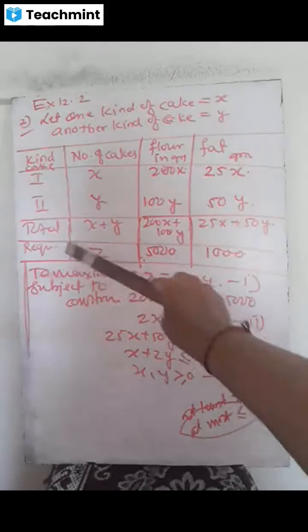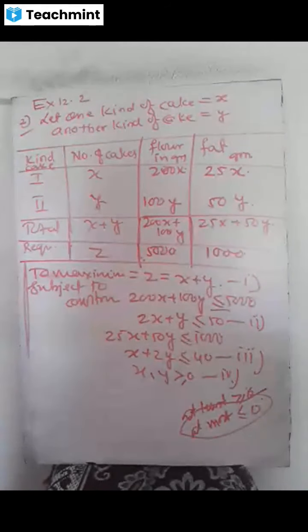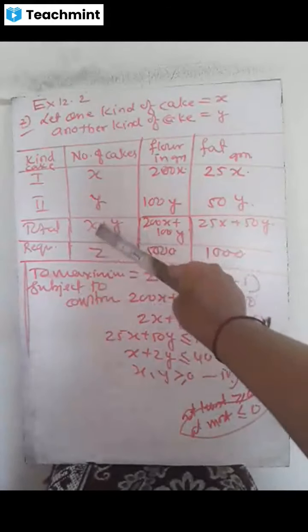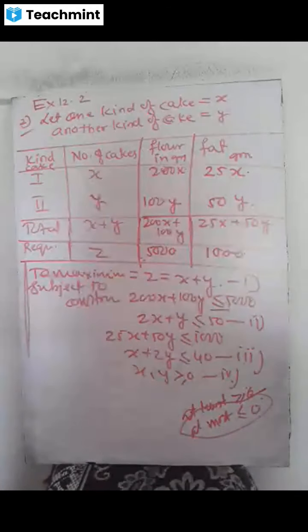Now here Z is maximum, they have given the maximum number, so the value of Z will be x plus y. So this is the first equation. Then we have to find the subject to the constraints from the given objectives. So 200 grams of flour for one kind, 100 grams of flour for the second kind, and the total is 5 kg. 5 kg converted into grams becomes 5,000 grams. So the first constraint we write is 200x plus 100y less than or equal to 5000.